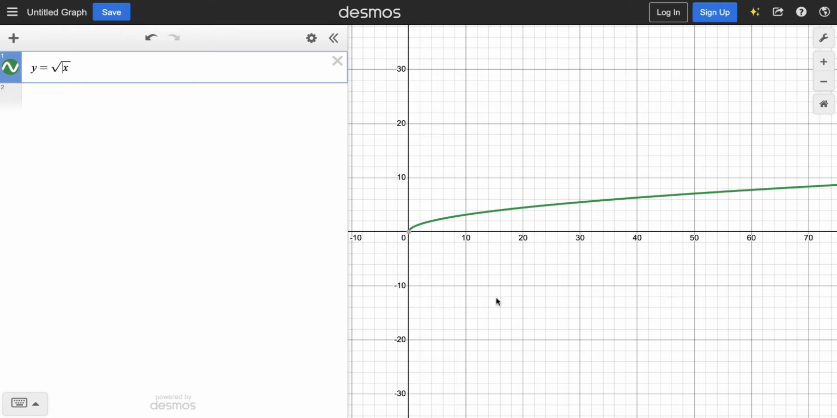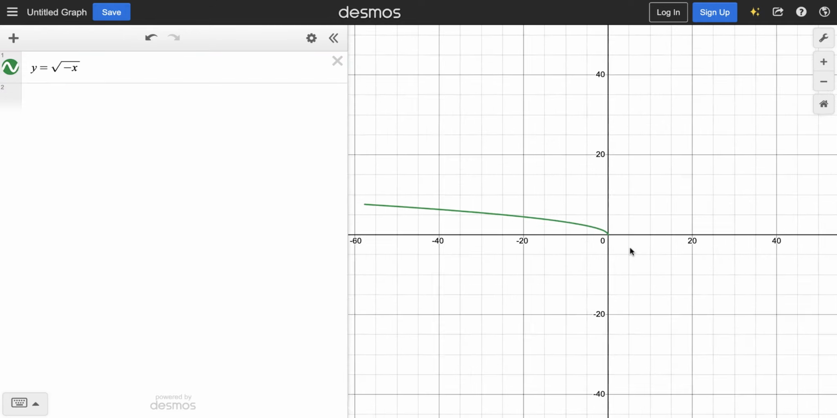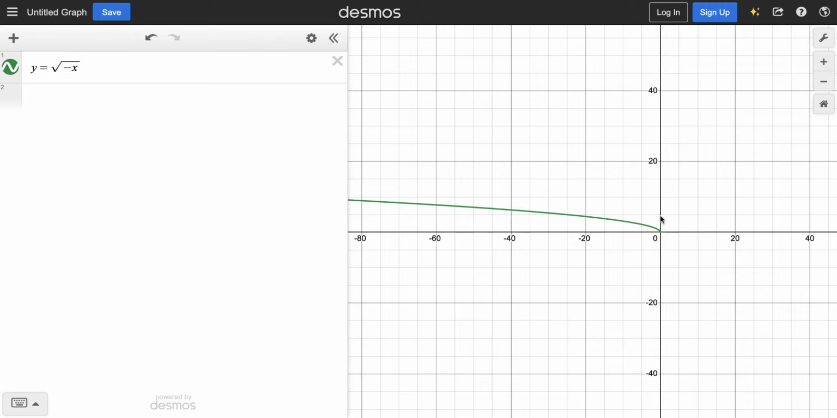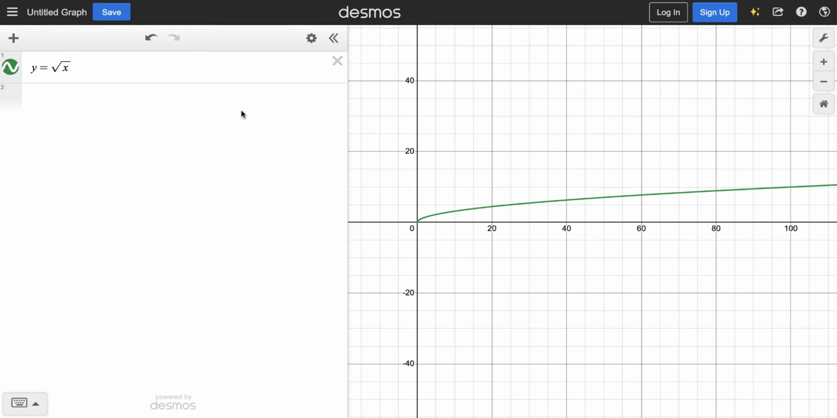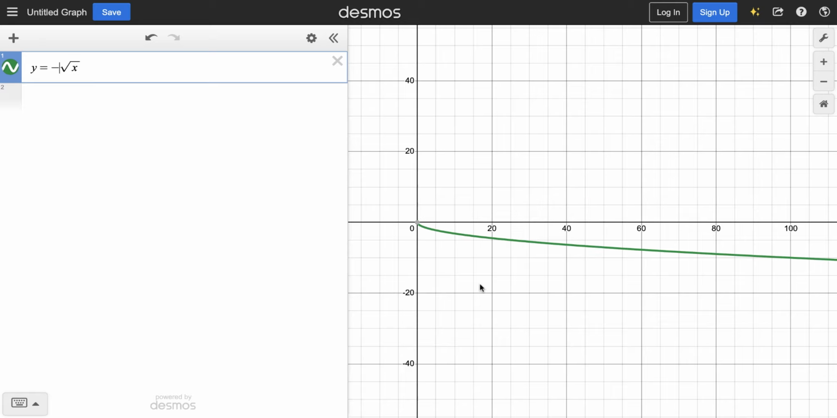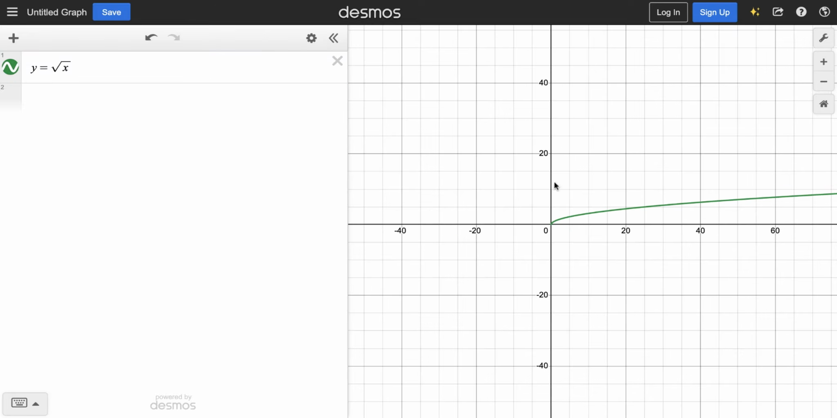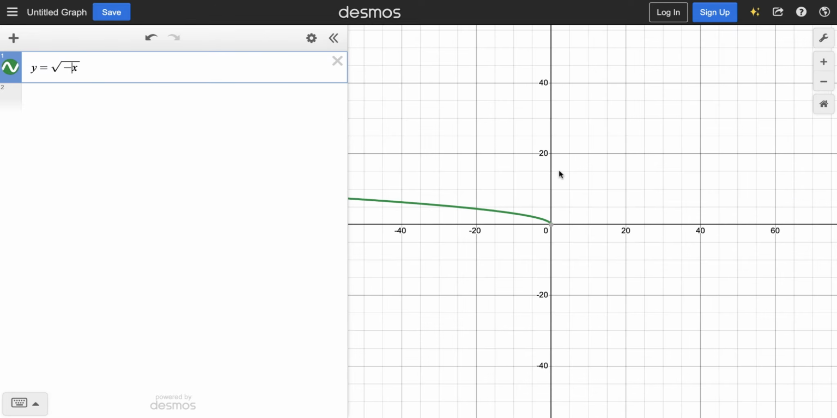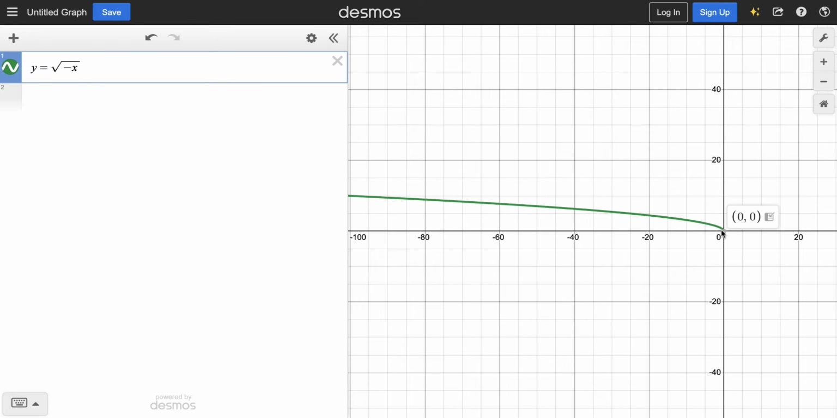Now, when I add a negative sign to the inside, oh, look what happens. It reflects about the y-axis. Just to recap what happened there: when I added a negative sign to the outside, I reflected it across the x-axis. But when I added the negative sign to the inside, I reflected it across the y-axis.